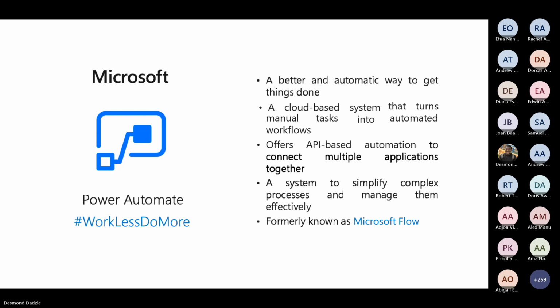So we have this teaser hashtag: work less, do more. You can actually tweet this if you're on Twitter, and I mean if you're online, you can be tweeting this, especially the hashtag as well, because this is what Power Automate helps you to do.